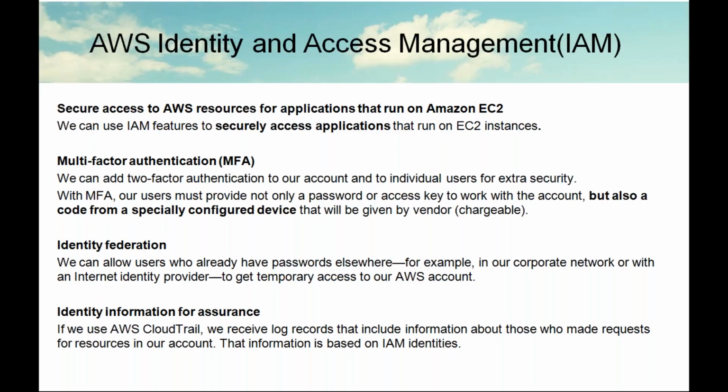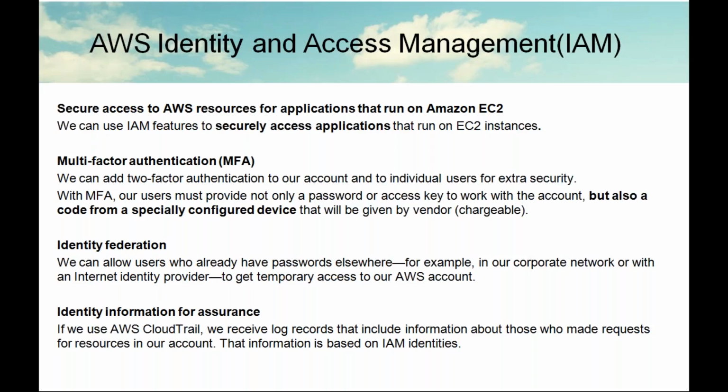Next, identity federation. We can allow users who already have passwords elsewhere, for example, in our corporate network or with an internet identity provider, to get temporary access to our AWS account. So in our company, you already have one password. That is also something you can authenticate with to get temporary access to your AWS account.